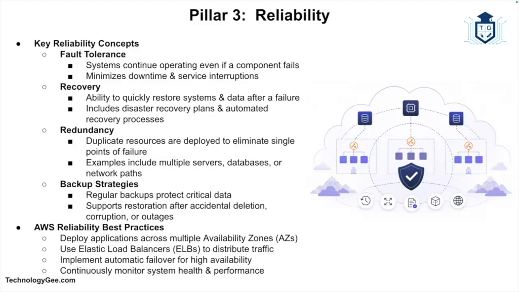So as an example, instead of you running one server, you deploy across multiple availability zones, you use load balancers, and you implement automatic failover. So if one part fails, the system will keep running, and that's reliability in action.